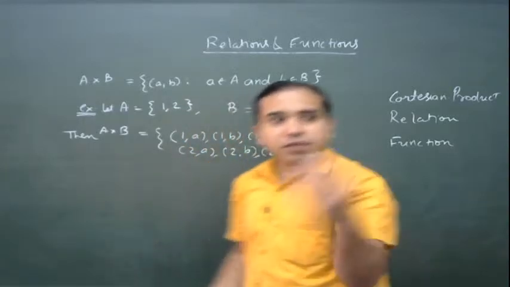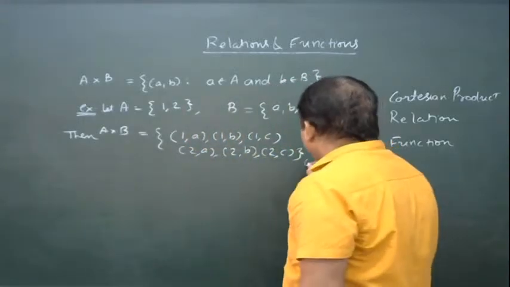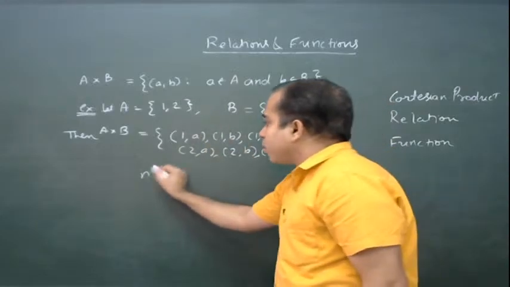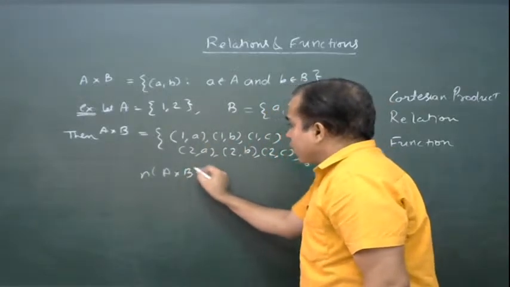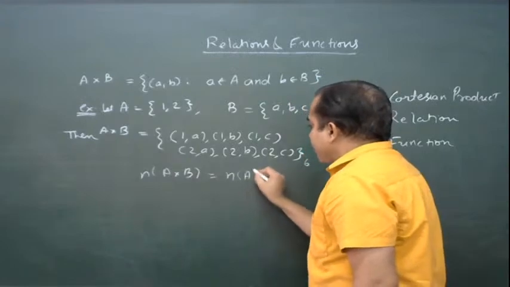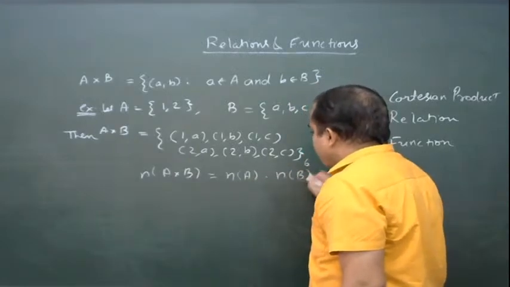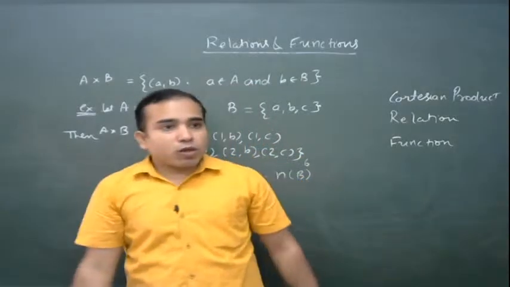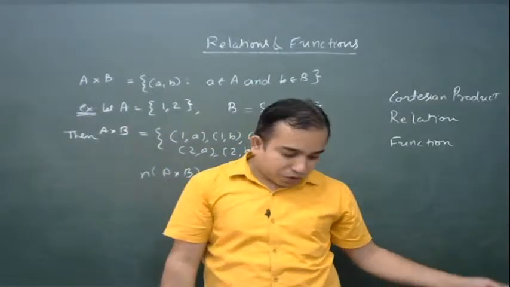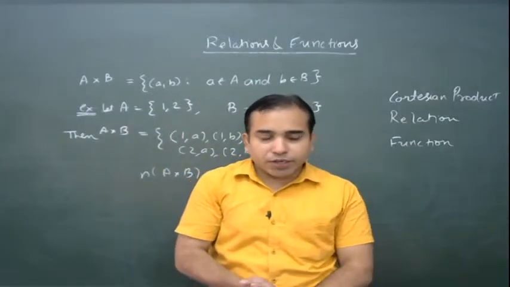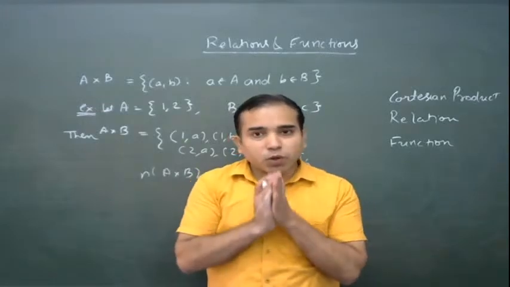Right, 6, Amika Shringi, 6 total ordered pairs are there, and we saw there is a theorem that the number of elements in A cross B is equal to the number of elements in A multiplied with the number of elements in B, also known as the cardinality of the set, right. So, this was about Cartesian product.